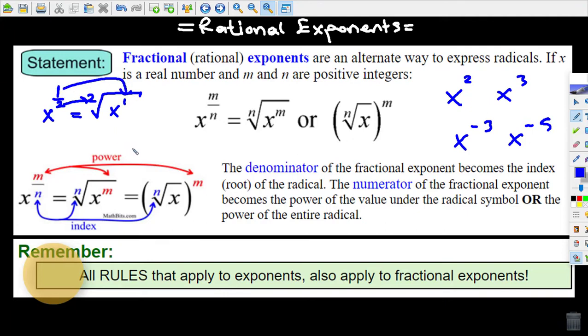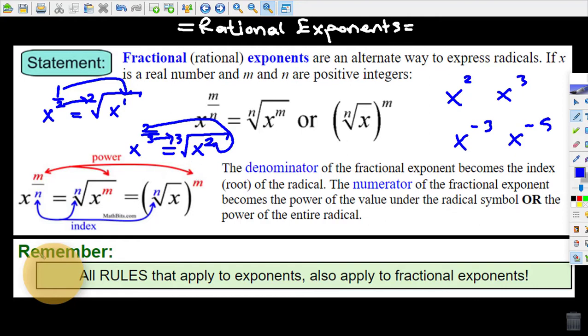Another example, x to the power of 2/3, will get transformed into radicals like this. In this case, my denominator is 3, so it is going to be the root of the radical form, and my numerator is 2, so it is going to be the power of the x. The denominator gets transformed over here, and the numerator gets transformed over here as the power of x.